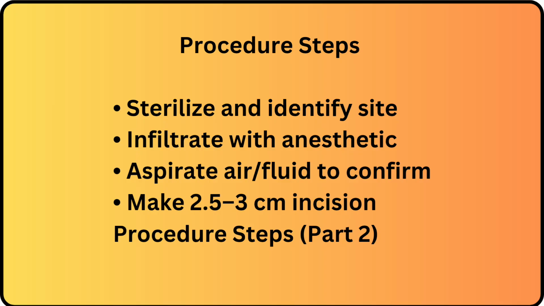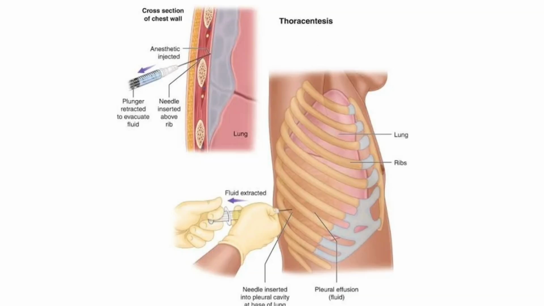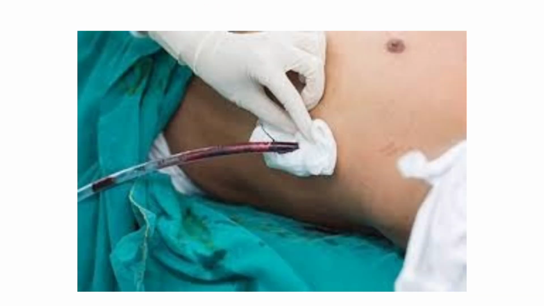Procedure. Sterilize the chest wall. Identify the correct site and infiltrate it with local anesthetic. Aspirate to confirm the presence of air or fluid, then make a small horizontal incision. Use blunt dissection to reach the pleura. Insert the finger to clear adhesions. Guide the drain carefully into the pleural space and connect it to the drainage system.